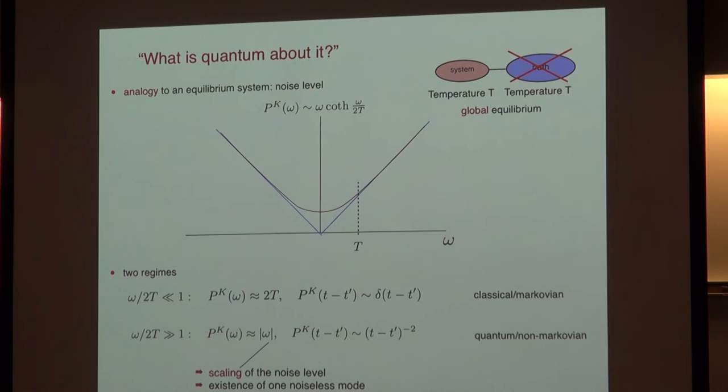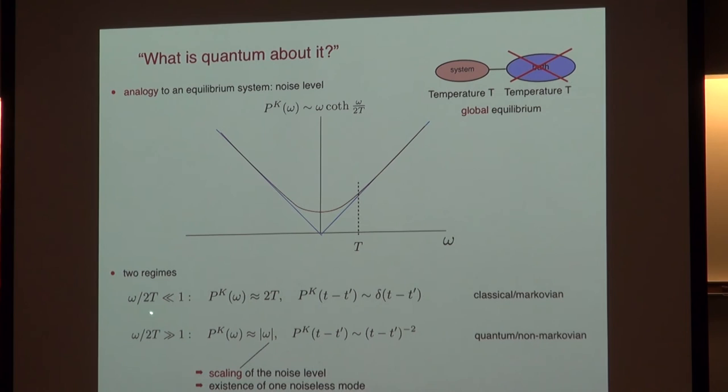Now I want to come to the point: what does this situation have to do with the quantum problem, with quantum critical behavior? The analogy can be revealed by looking at the noise level in an equilibrium system. Say the system is coupled to a bath, both at the same temperature in global equilibrium. If we integrate out the bath, we get a noise level for the remaining system, which is this function here: 2 times the Bose distribution plus 1. And you can see here 2 regimes.